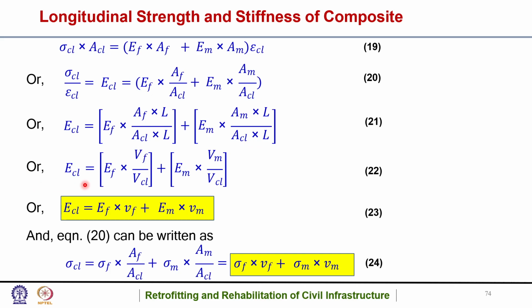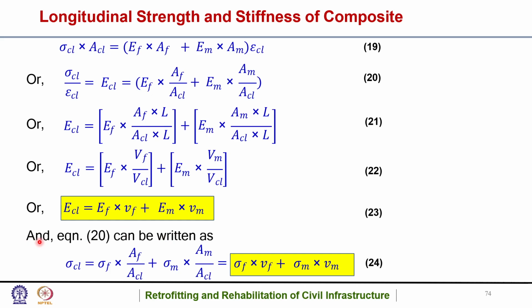Okay, or ECL equal to EF into VF by VCL plus EM into VM by VCL. Okay, or ECL equal to EF into VF plus EM into VM. Okay, so they have converted into volume fraction. Okay, so that is a relation.